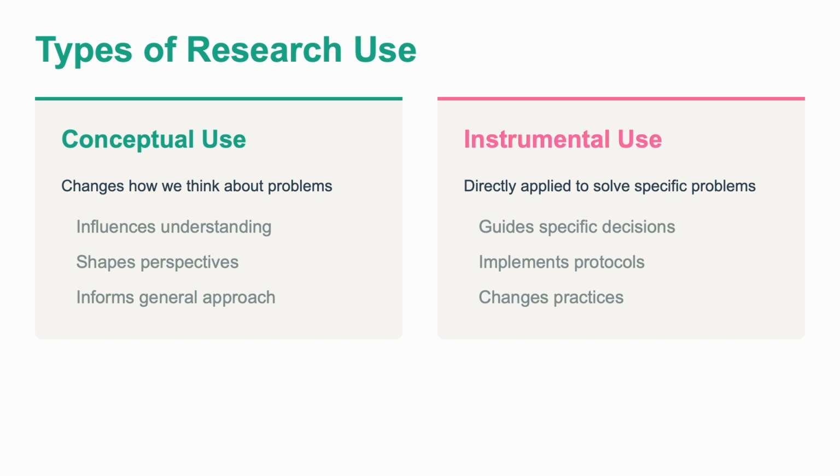It guides decisions, implements protocols, changes practices. This is what we typically think of as evidence-based practice. Both types matter. Sometimes research needs to change minds before it can change practices. Conceptual use often precedes instrumental use. We need to understand differently before we act differently. The key is recognizing which type of use we're aiming for and designing our dissemination strategies accordingly.